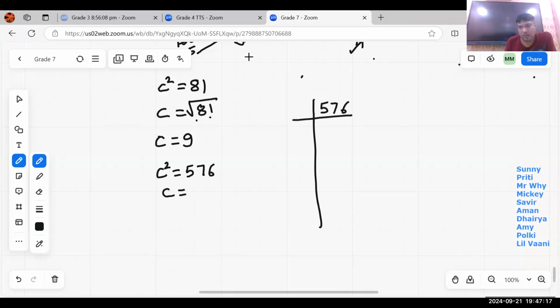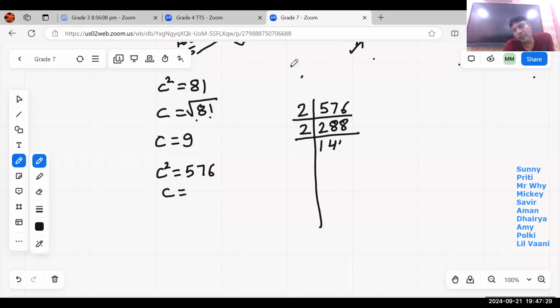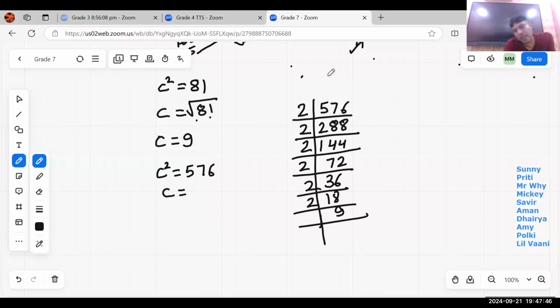So let's see. I will divide it by 2. I will get 288. Then I will divide it by 2 again. I will get 144. Then 72. Then 36. Then 18. Then 9. Then I'll divide by 3. I will get 3. And then 3 and 1. So this is the prime factorization, right? Everyone is clear with this, correct? Yes.